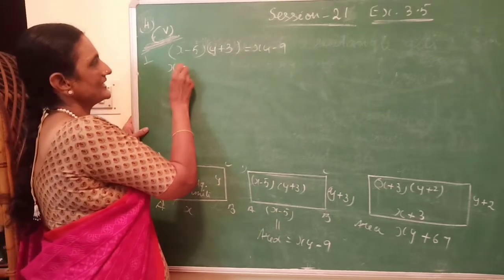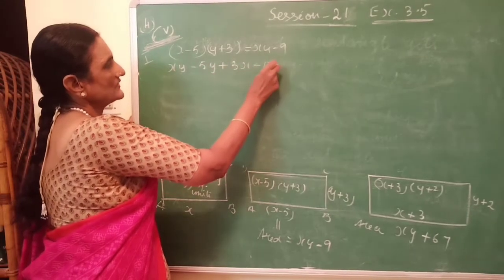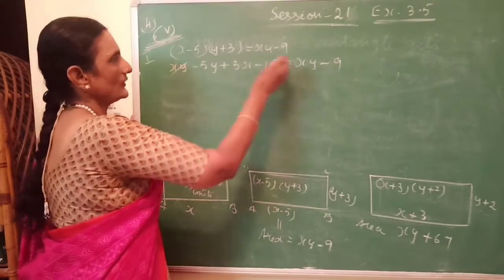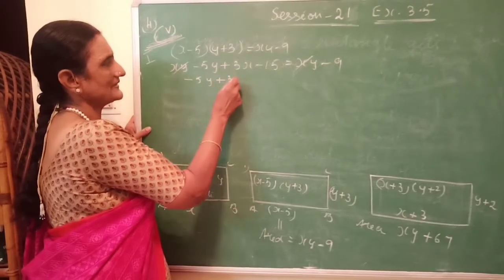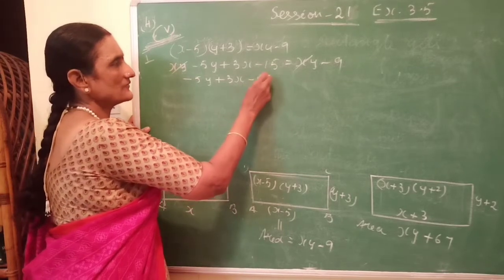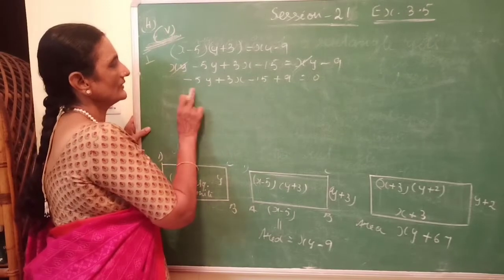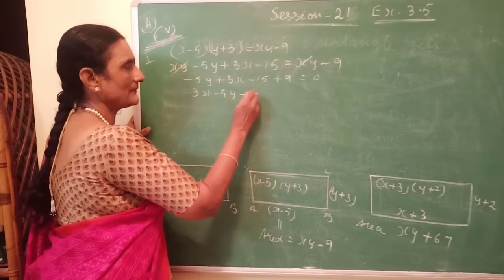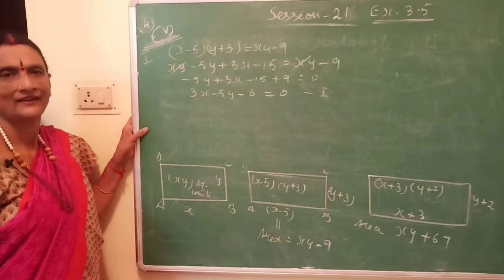Now you multiply and tell me: xy minus 5y plus 3x minus 15 is equal to xy minus 9. Now these two xy's can be cancelled. So I get minus 5y plus 3x. This 9 comes to this side, so you will get minus 15 plus 9 equals 0. So rearrange the equation. We will get 3x minus 5y minus 6 is equal to 0. This is equation 1. Understood?